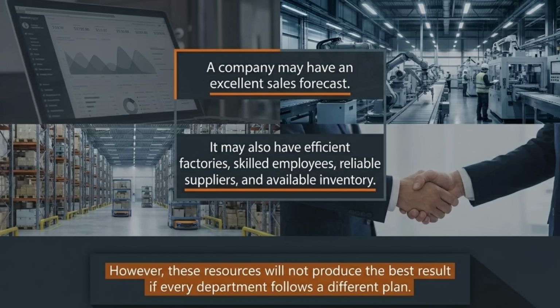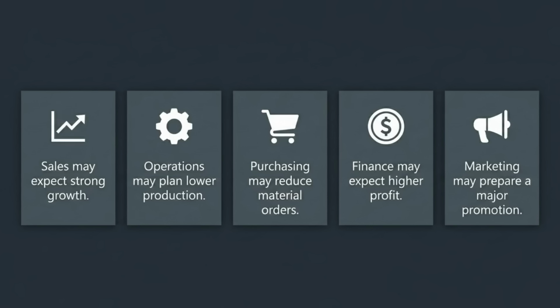A company may have an excellent sales forecast. It may also have efficient factories, skilled employees, reliable suppliers, and available inventory. However, these resources will not produce the best result if every department follows a different plan. Sales may expect strong growth. Operations may plan lower production. Purchasing may reduce material orders. Finance may expect higher profit. Marketing may prepare a major promotion.